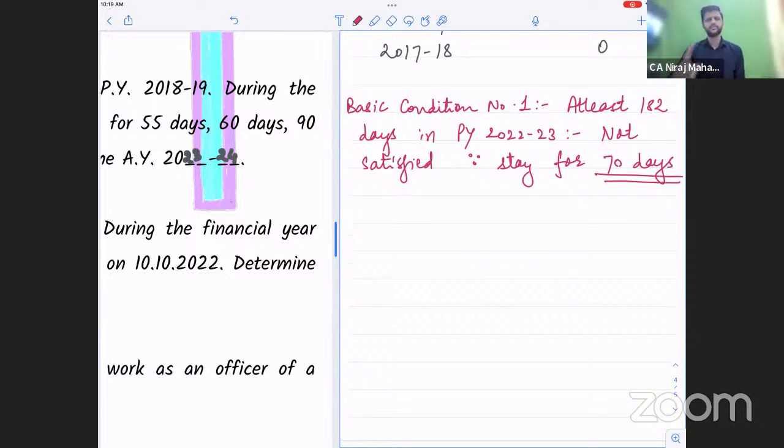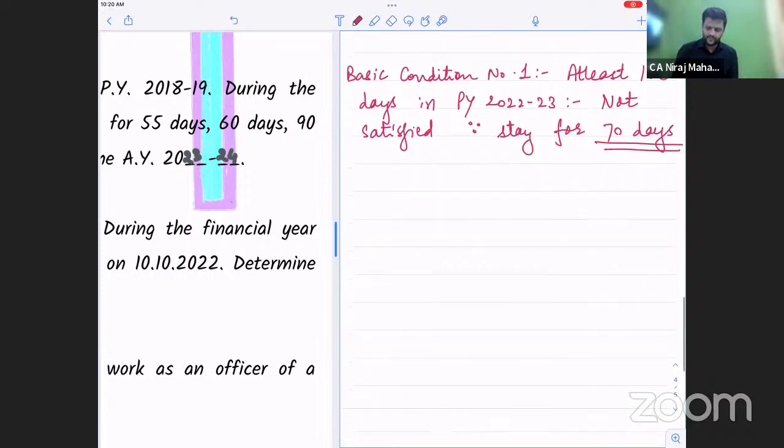In your answer you should show the reasoning. Don't just use the words satisfied or not satisfied. You have to give the reason why you say so. So show the source; underline 70. I'm writing both things in the answer: the law, that is 182, and the reason, that is 70. That's why not satisfied. Don't leave anything for the imagination or assumption of the paper checker. So basic condition number 1 is not satisfied.